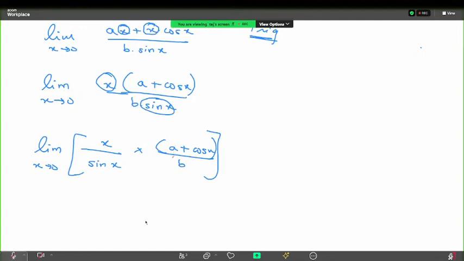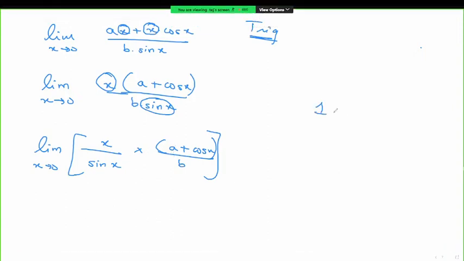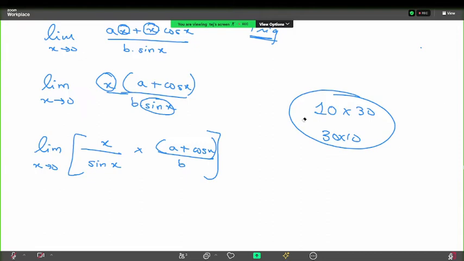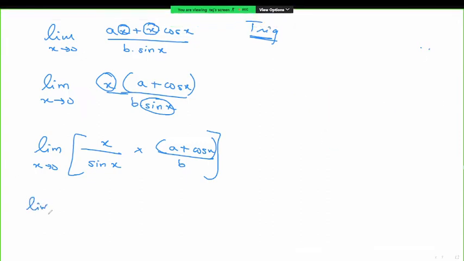Don't wait. Now see, I just ask a question. Okay, fine. 10 into 30 or 30 into 10, it's the same thing, correct? So what I'll do, I'll write limit x tends to 0. I'll open the bracket. I'll put that a plus cos x thing first.